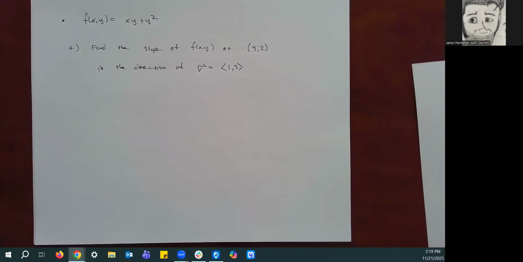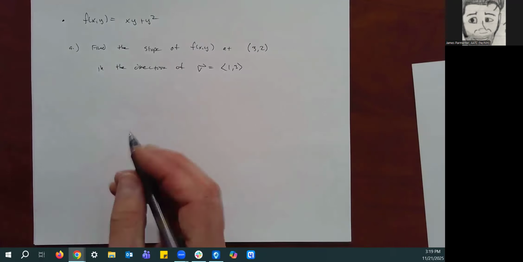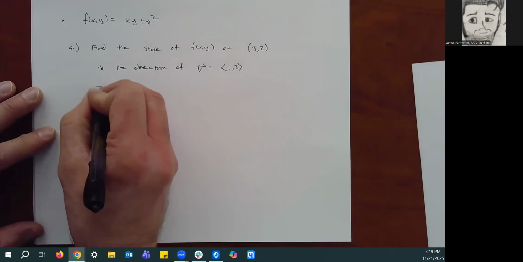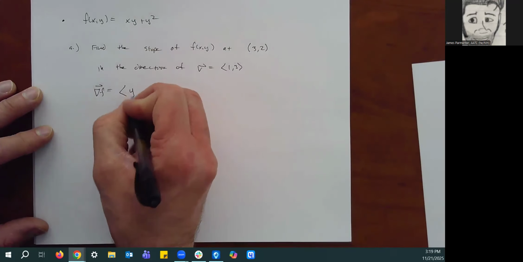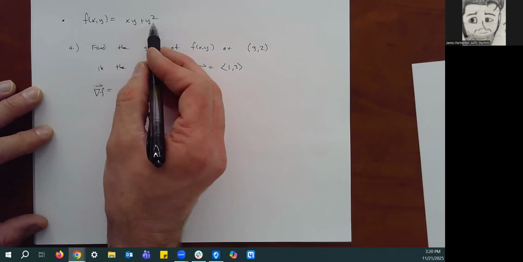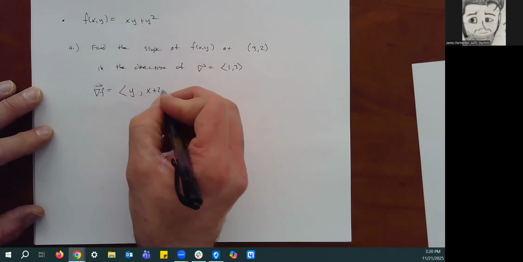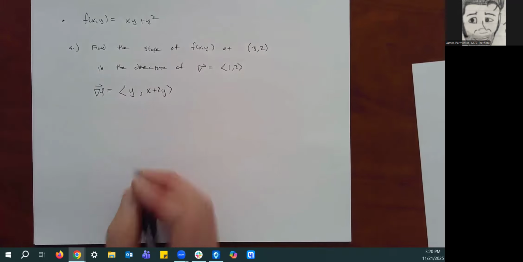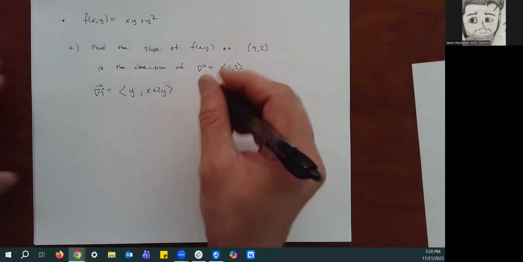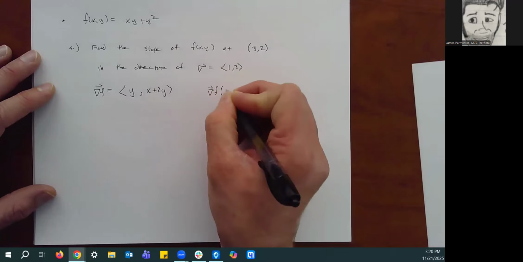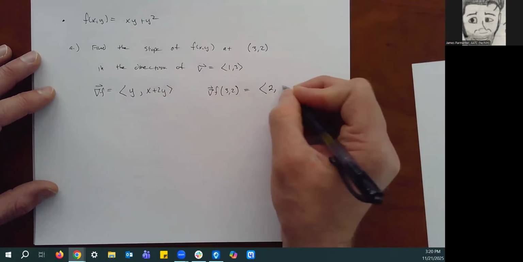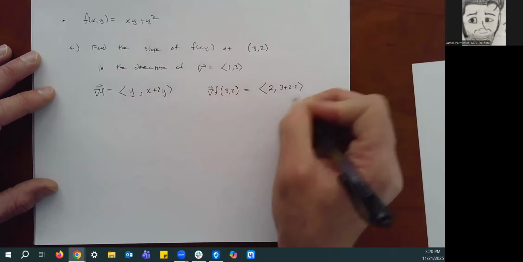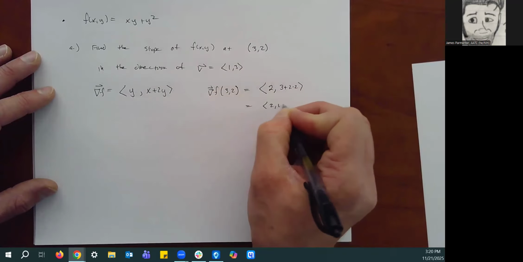Really, this is just an application of remembering the formula and substituting in the appropriate values. So let's find all the things. We need our gradient, which is going to be the partial derivative of this with respect to x. So that's going to be y, comma, the partial derivative of this with respect to y, which is going to be x plus 2y. And then we actually need the gradient at the point we're looking at. So the gradient of f evaluated at (3, 2) is going to be the vector 2 comma 3 plus 2 times 2. Or in other words, it's going to be the vector (2, 10).